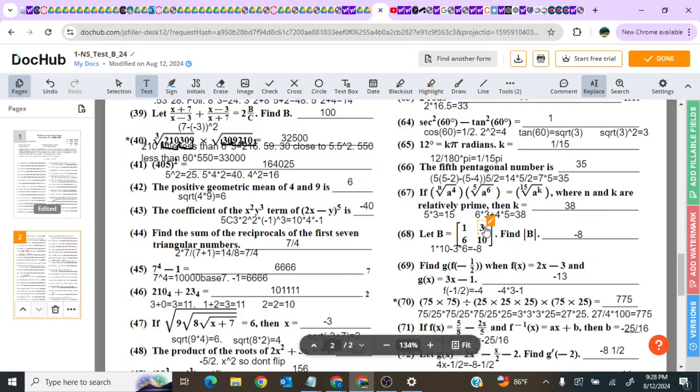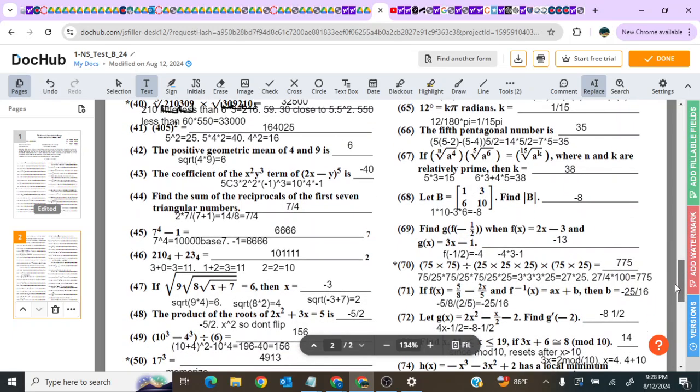69. Find g of f of negative 1/2 when f of x is equal to 2x minus 3 and g of x is 3x minus 1. So f of negative 1/2: plug in negative 1/2, you get negative 4. g of negative 4 is equal to negative 12 minus 1, which is negative 13.